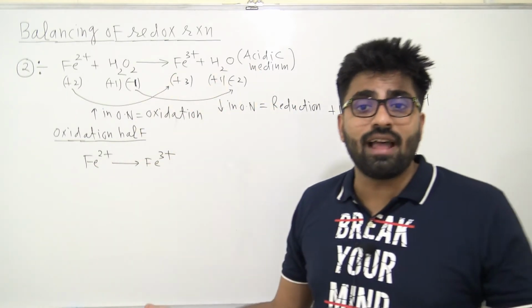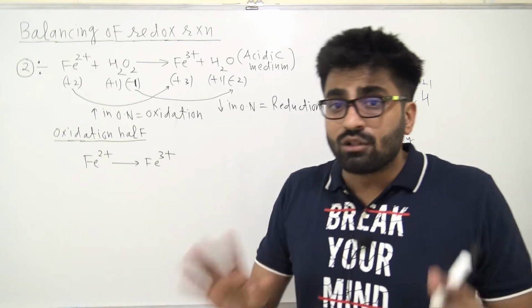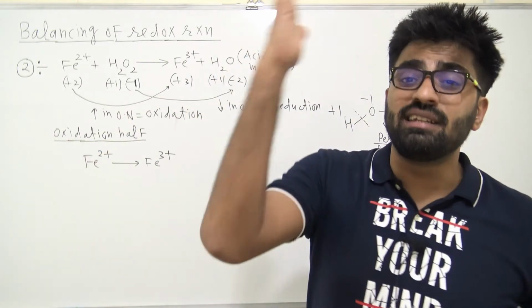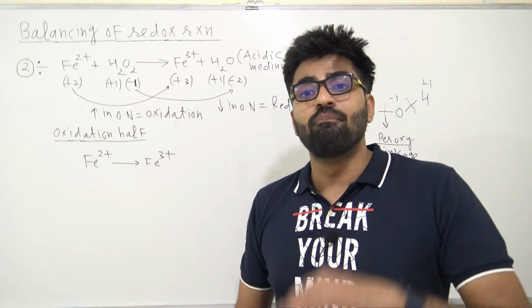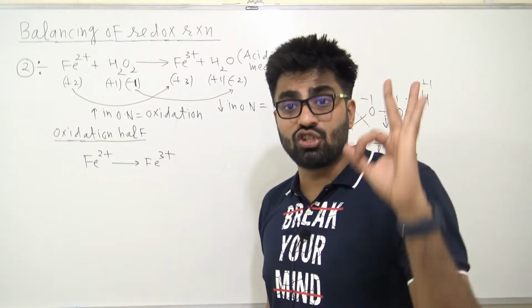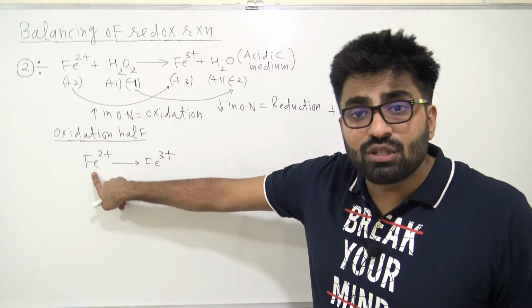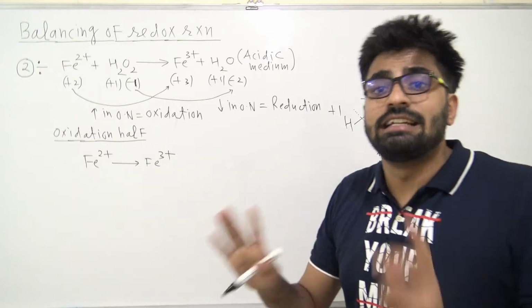Is there any oxygen and hydrogen? There is no oxygen and hydrogen. So we have balanced all the atoms. My next step is to balance charge. How much charge is there? There is +2. And on the other side there is +3. I need to balance the charge.